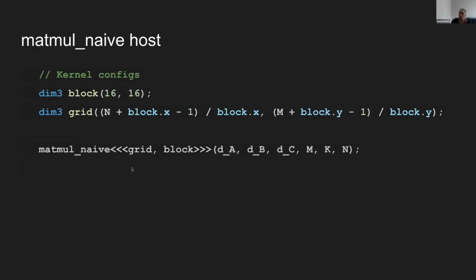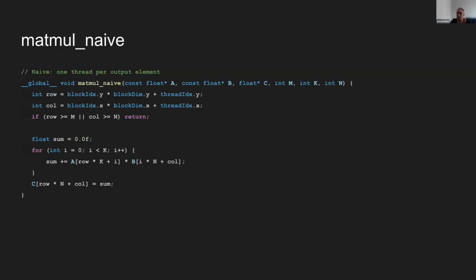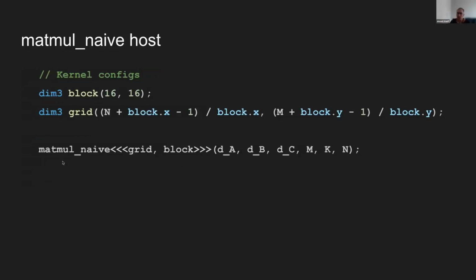And this is how you launch it in C++ on the host side. So the way CUDA works is you write this kernel, which I had before. This __global__ code will run on the GPU. And then you have something on the host side, which is how you launch this.